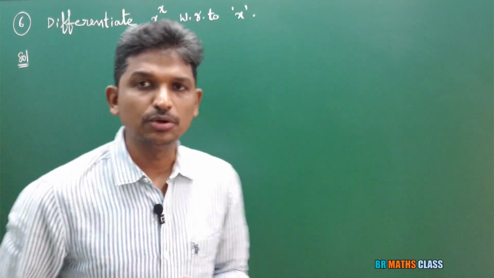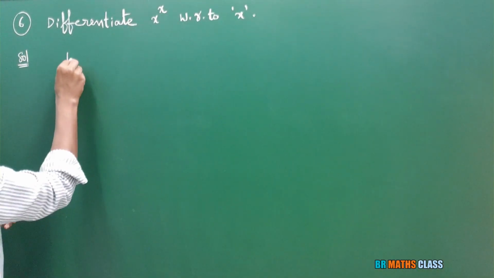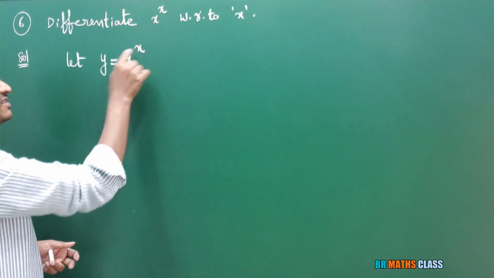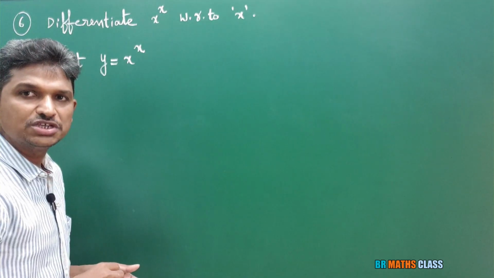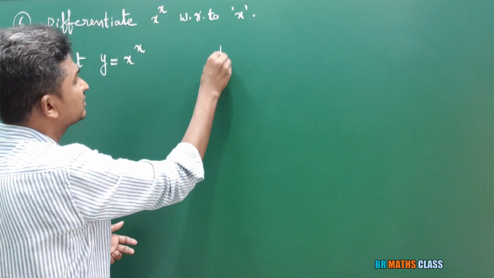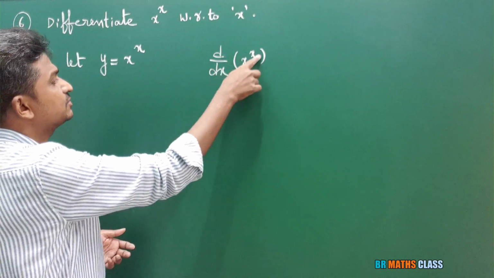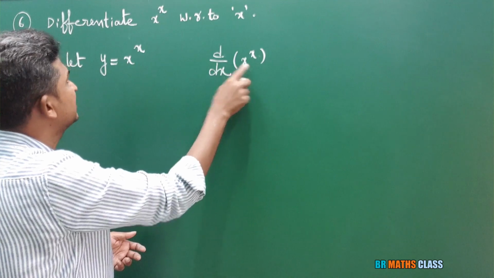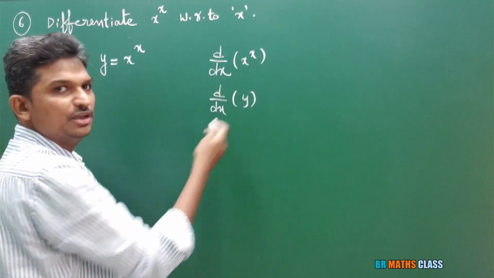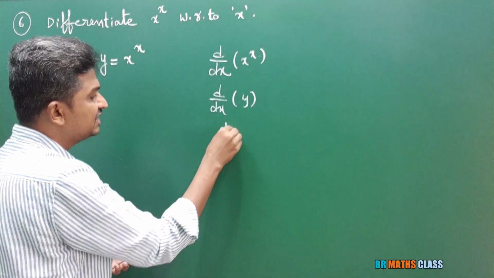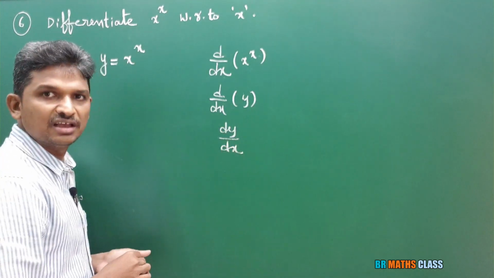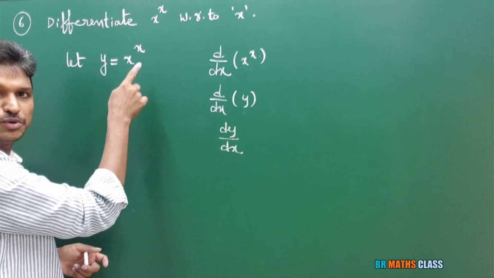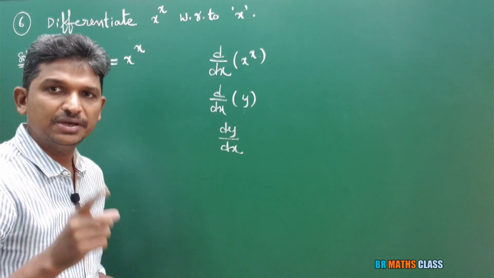It's okay, no problem. To differentiate this function, first I'll take the given function as y. I take x power x as y. What are they asking in the question? They are asking to differentiate x power x with respect to x. That means actually they are asking d by dx of this. But as I consider this x power x as y, I need to calculate d by dx of y, which is nothing but dy by dx. I hope you are understanding. Now the given function I took as y, y equal to x power x, and at the end what I need is dy by dx.